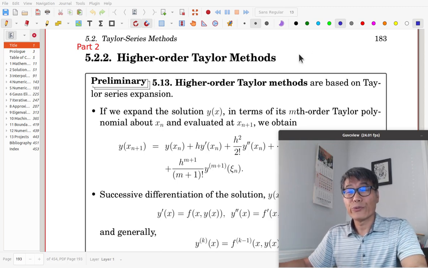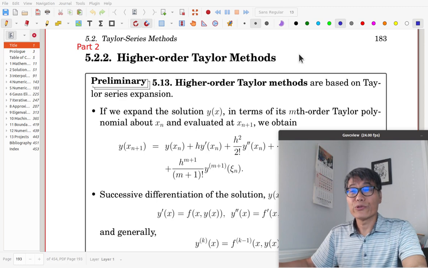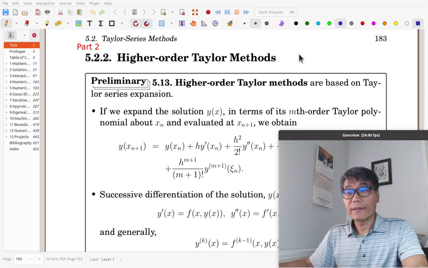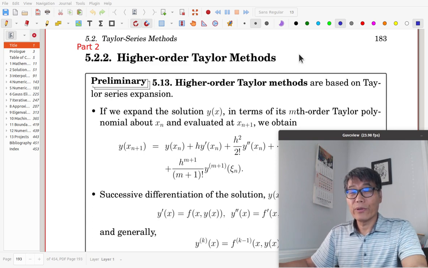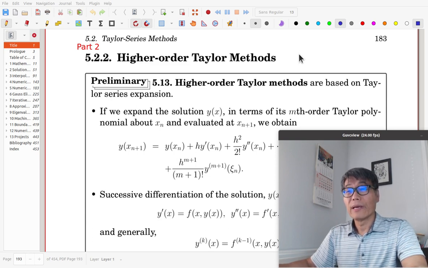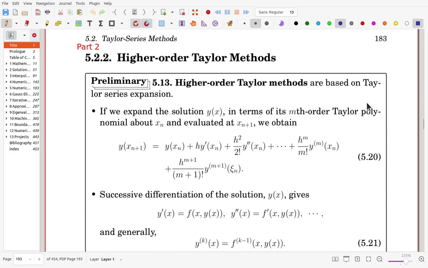It is part 2 of section 5.2. In the first part, we considered the Euler method, which is the first-order Taylor method. Here in this part, we'll study higher-order Taylor methods. They are based on Taylor series expansion.